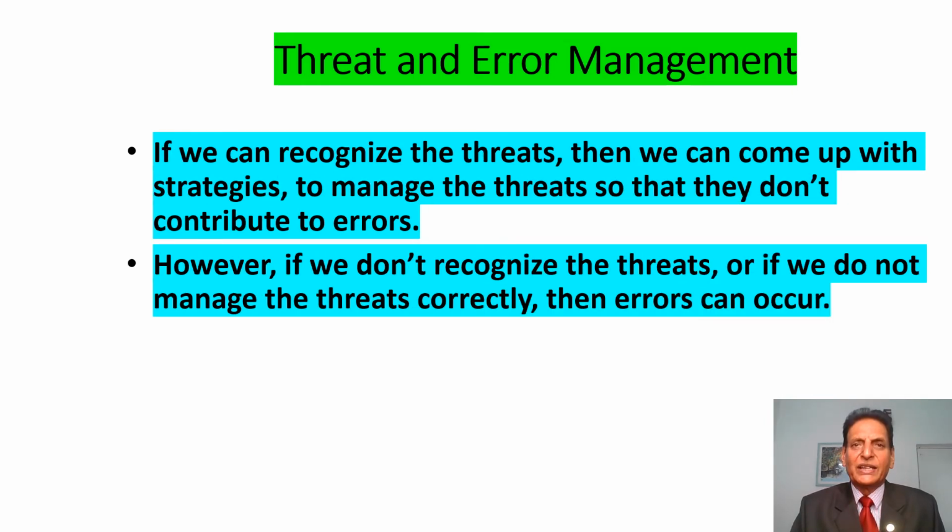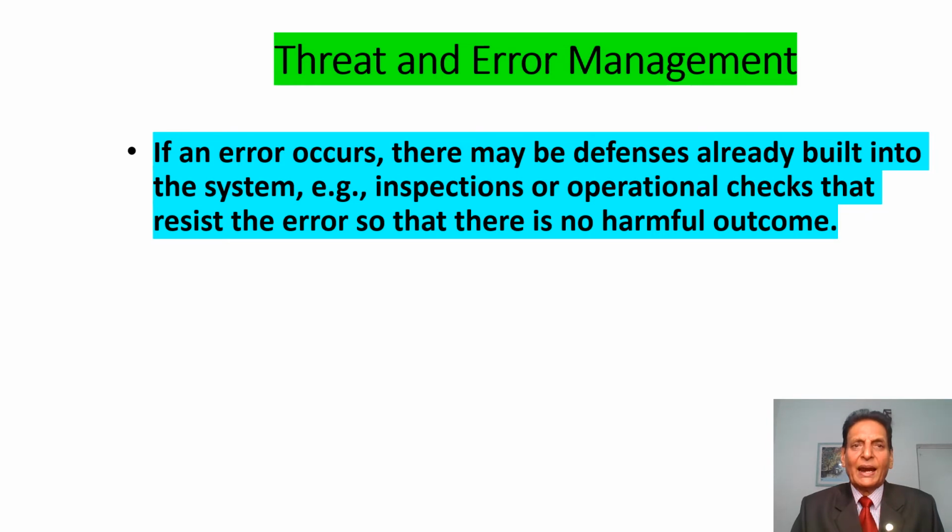If we can recognize the threats, then we can come up with strategies to manage them so that they don't contribute to errors. However, if we don't recognize the threats or do not manage them correctly, then errors can occur. If an error occurs, there may be defenses already built into the system, for example, inspections or operational checks that resist the error so that there is no harmful outcome.